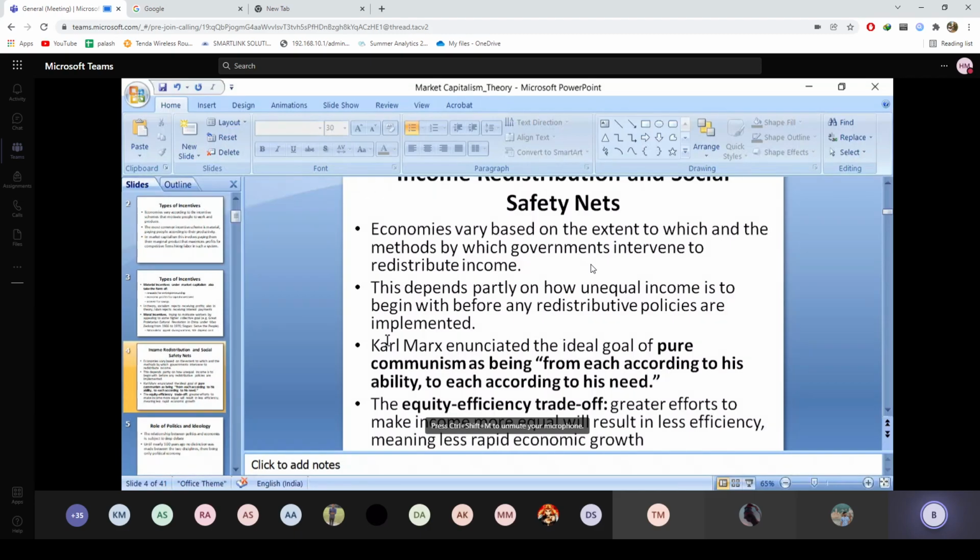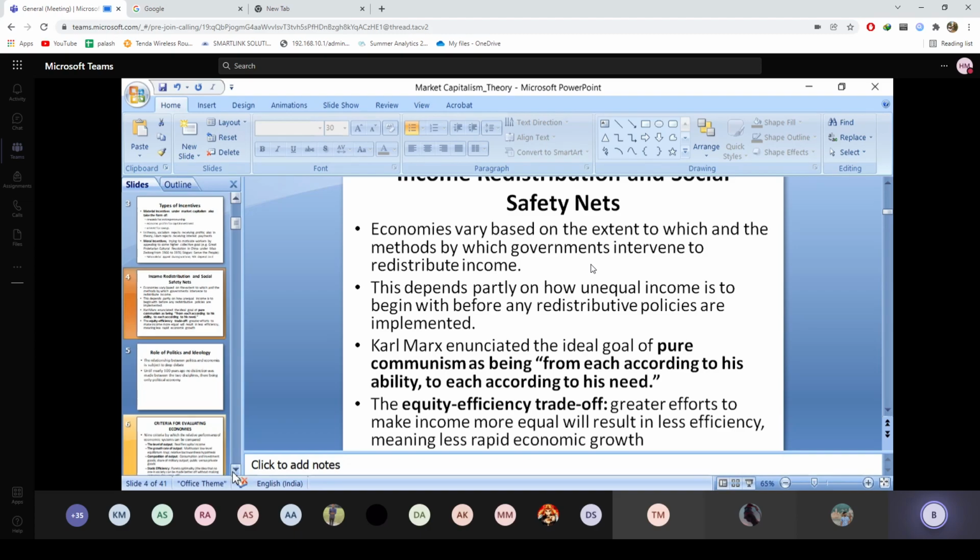And that is because some of these resources are actually transferred from highly productive hands to low productive hands. That's basically the thing that happens when the government tries to intervene to bring some sort of equality into the system.